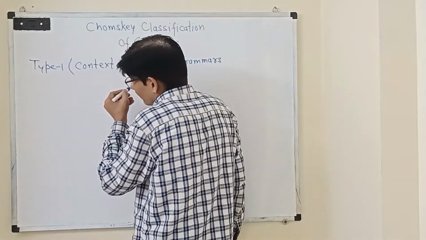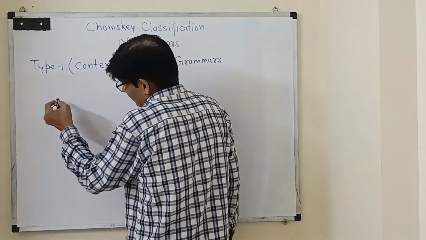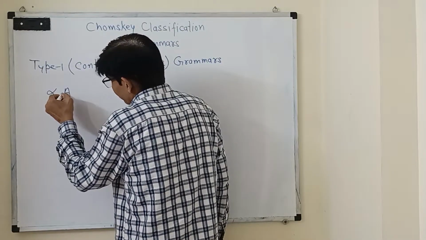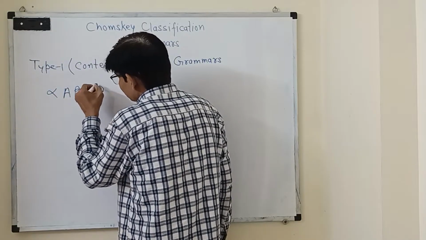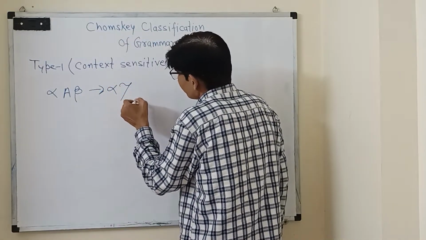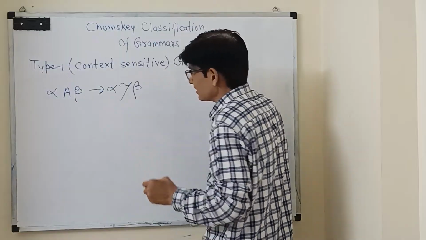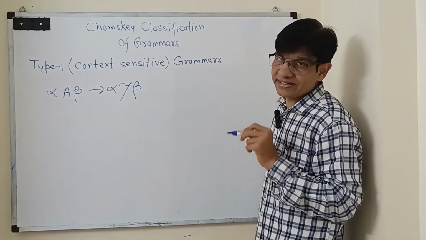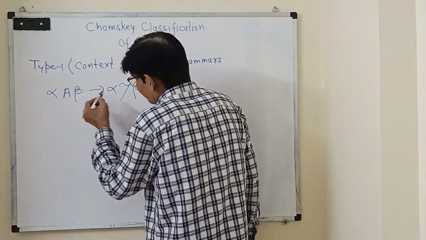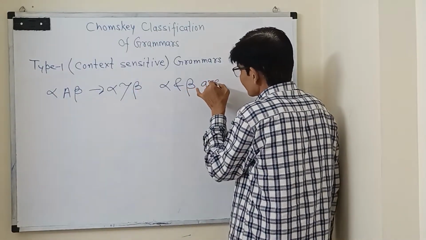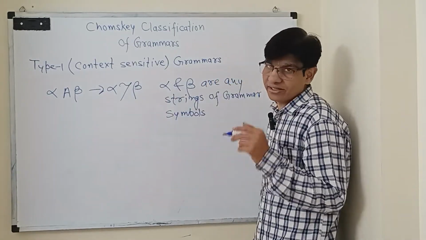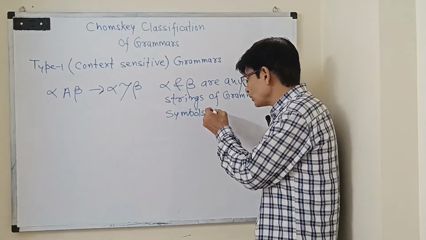The format of production rules in this particular grammar is alpha A beta gives alpha gamma beta. Now what are alpha, beta and gamma, and what is A? Alpha and beta are any string of grammar symbols, like variables and terminals, including epsilon.